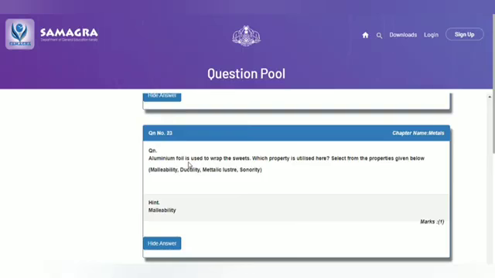Aluminium foil is used to wrap the sweets. Which property is utilized here? Select the properties given below. It is malleability.